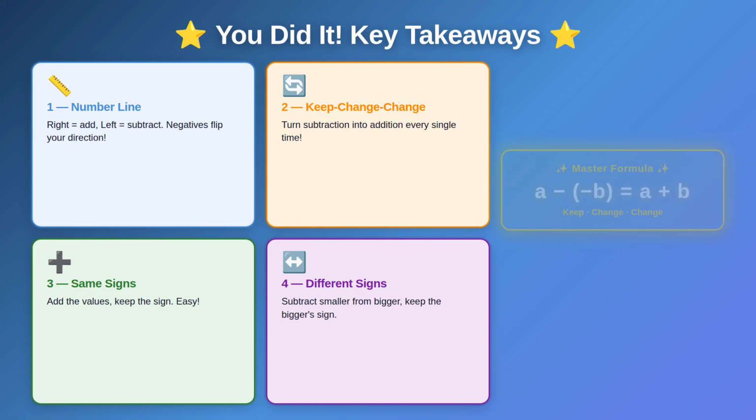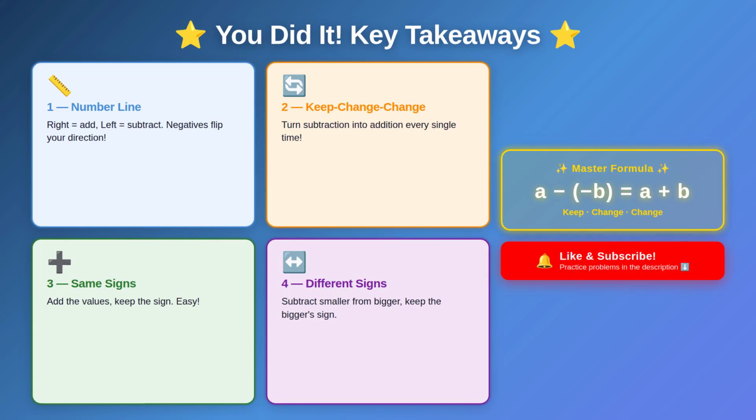Let's recap the big ideas. 1. Use a number line to picture what's happening. Adding moves right, subtracting moves left, and negative numbers flip your direction. 2. Use keep change anytime you see subtraction. It turns every problem into addition. 3. Same signs? Add the values and keep that sign. 4. Different signs? Subtract the smaller from the bigger, and the answer takes the sign of the bigger number. Practice these every day, and you will be an integer superstar.